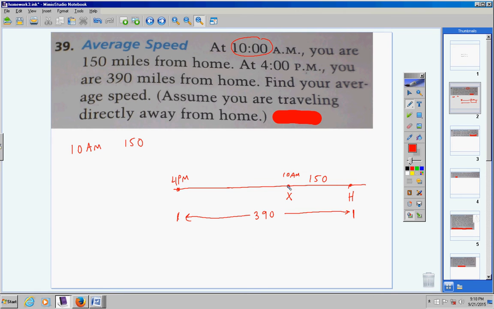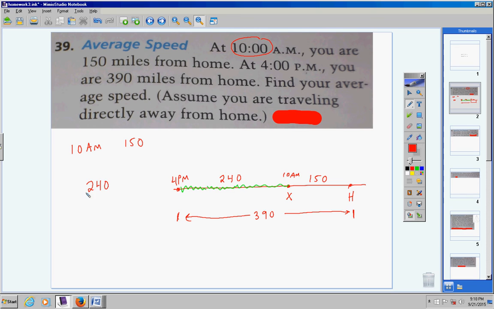So when you started right here, you were 150 miles from your home. When you're here, you're 390 miles from your home. So my question is, this green line right here, how far have you traveled on this green distance? Well, if the whole distance is 390 and this much is 150, subtract the two and you will get 240. Okay? So from 10 a.m. to 4 p.m. you've traveled 240 miles.